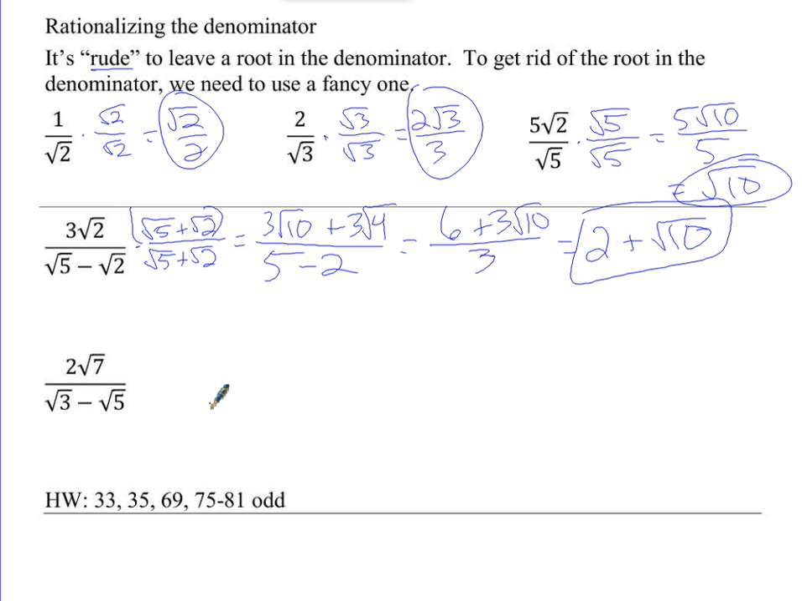All right, let's talk about the second one. What should we do to simplify that? Multiply by the fancy one, and the fancy one here is going to be the conjugate. Square root 3 plus square root 5. Square root 3 plus square root 5. Okay. Now what? Yes. This will be 3 and then minus 5 on the bottom.